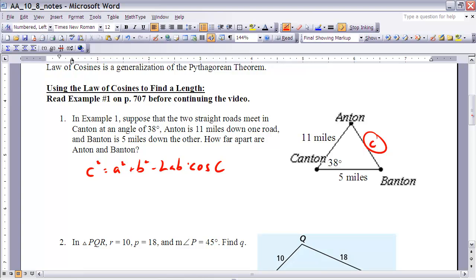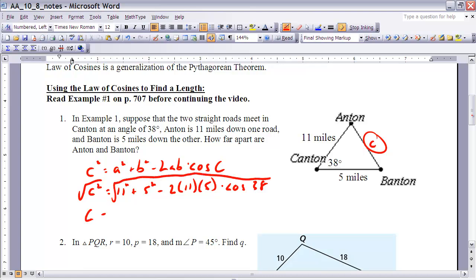So now I'm going to plug in those things that I know. I don't know what c is, so that's what I'm trying to find. A squared and b squared are 11 squared plus 5 squared. It doesn't really matter which one's which there. And then I have minus 2 times, I've got a and b again, so that would be 5 and 11, and then times the cosine of c, which is 38 degrees. Now, if I want to find c, I'm going to take the square root of all of that. So c is equal to, and this is what I'm going to enter into my calculator.